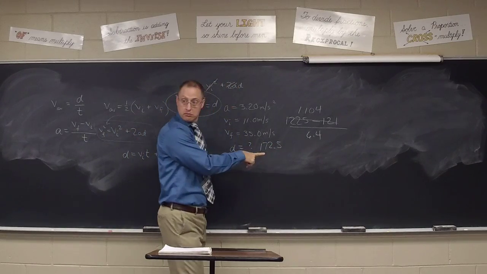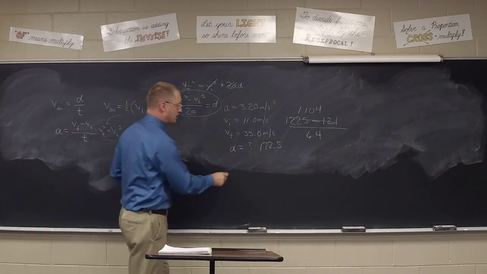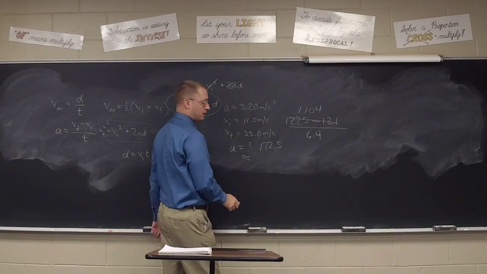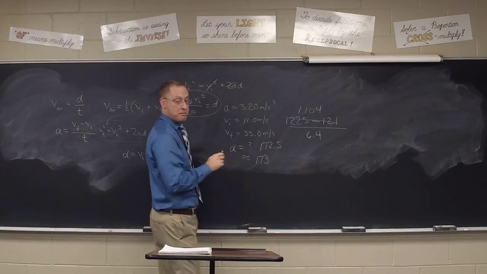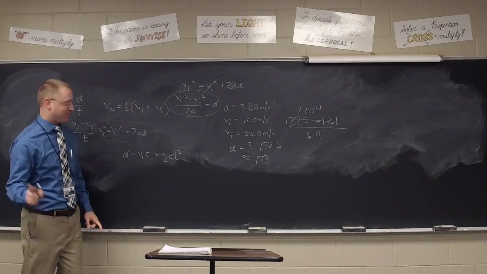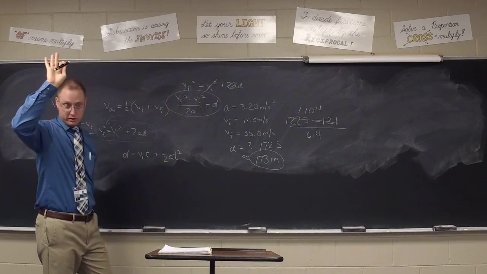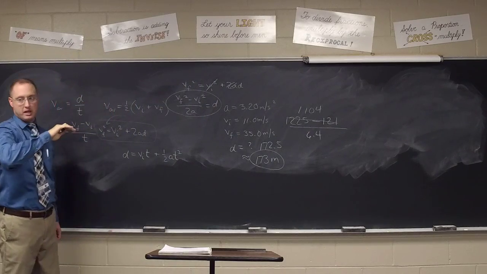172.5. Comes out evenly? All right. How many sig figs, class? 3 sig figs. So we're going to say approximately 173, and displacement would be measured in meters. There we go. How many had 173 meters for this one? Okay, Michael, good to go on both of them then.